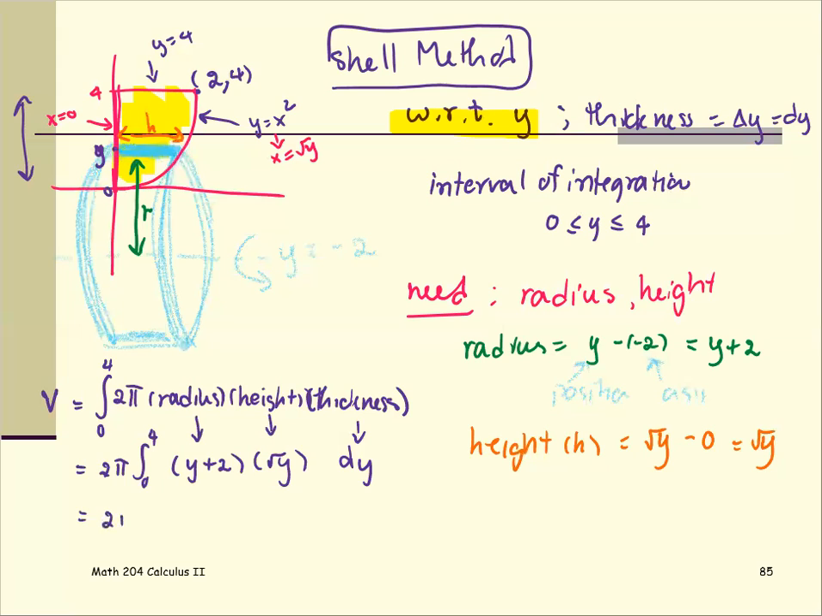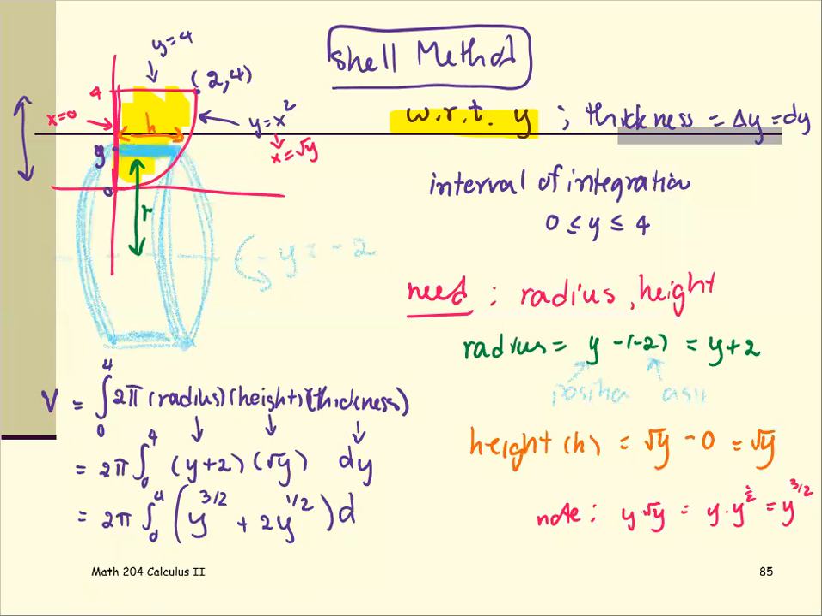And next, we just simplify by expanding the product. Square root of y times y. I'm going to put the note on the side. So note that y multiplied by square root of y is y times y to the 1/2, or y to the power 3 over 2. So the first term is y to the power 3 over 2. The second term is 2 times y to the 1/2. And then we integrate with respect to y.